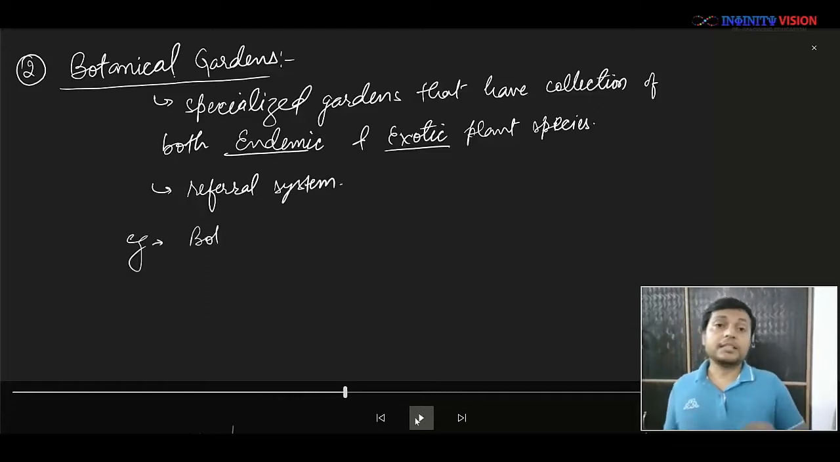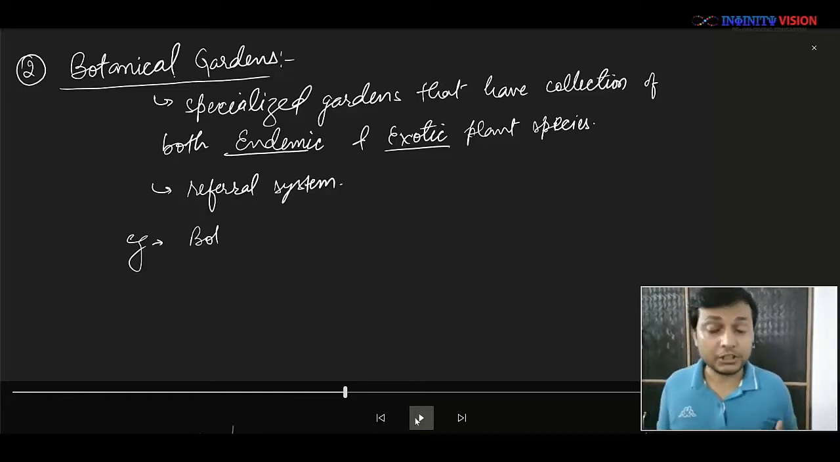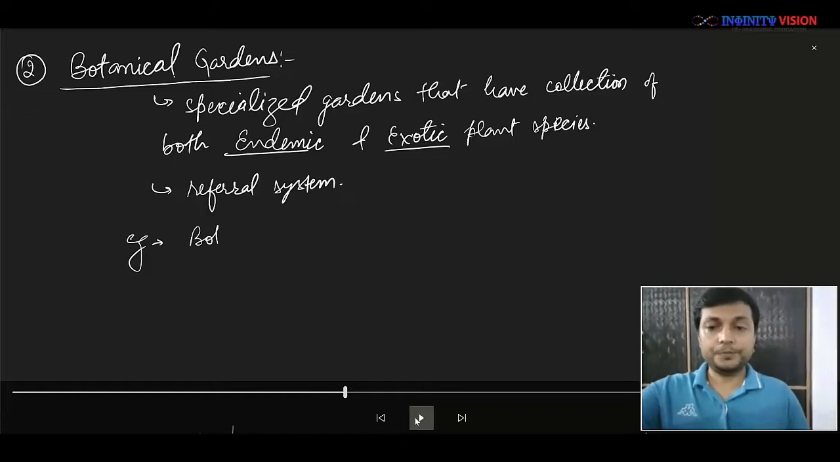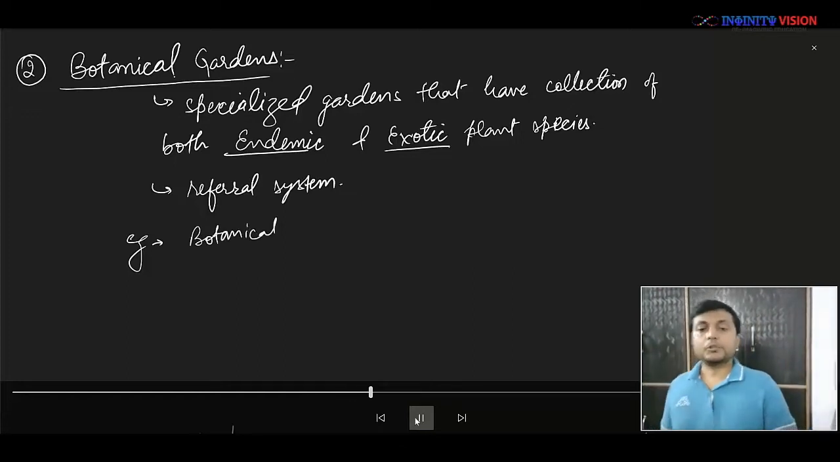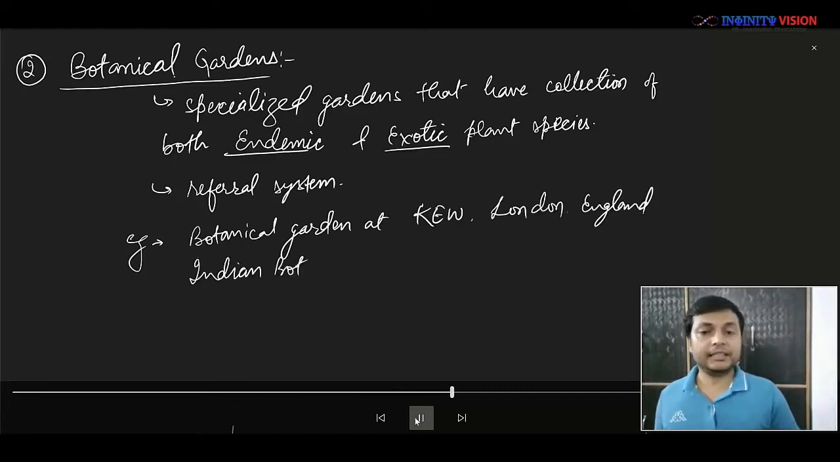So what are the examples of botanical gardens? Since it is given in NCERT, it becomes again important for us. Please do remember, there are three mentions and they are important for you, especially from a NEET point of view. The first one is Botanical Garden at Kew in London, England, right? It is the largest botanical garden in the world.